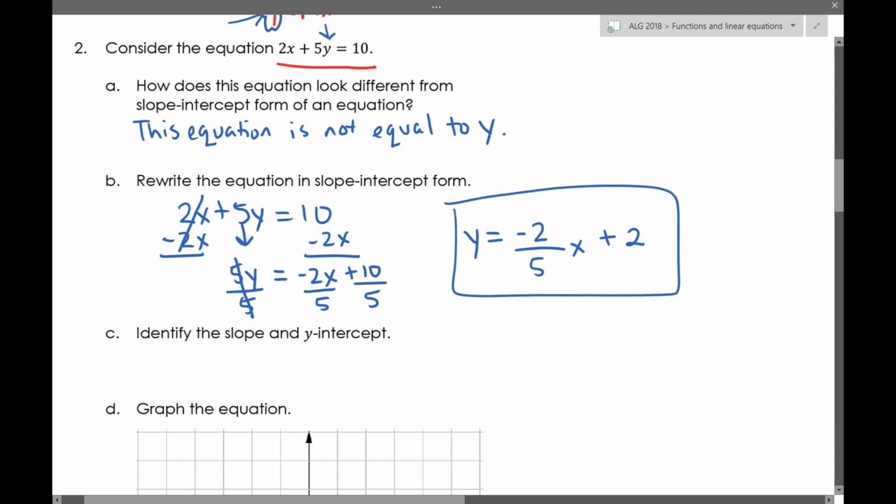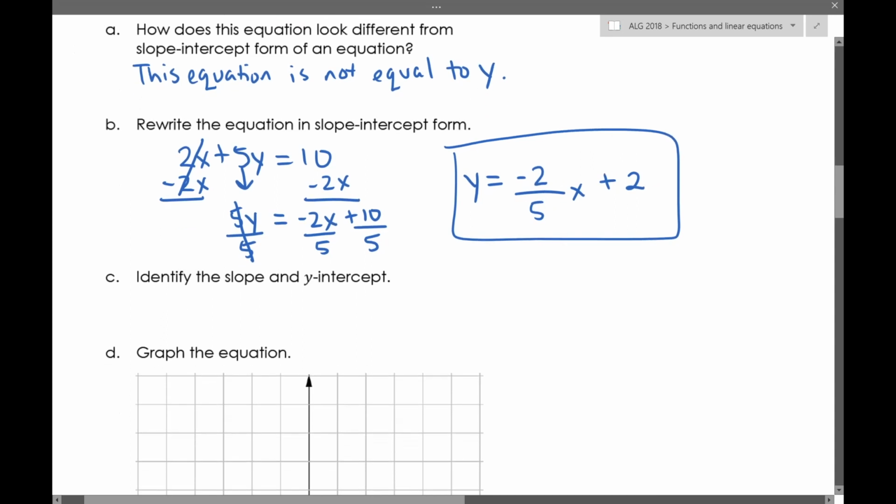It's now in slope-intercept form, and now I can identify the slope. So remember, which one is the slope? It's the one always attached to the x. So which number is attached to the x? The slope is going to be -2/5. So what's the y-intercept? Remember, the y-intercept is the number not attached to the x, and that's going to be 2.